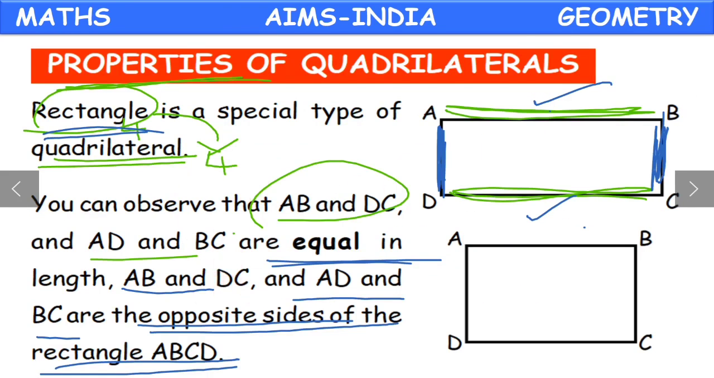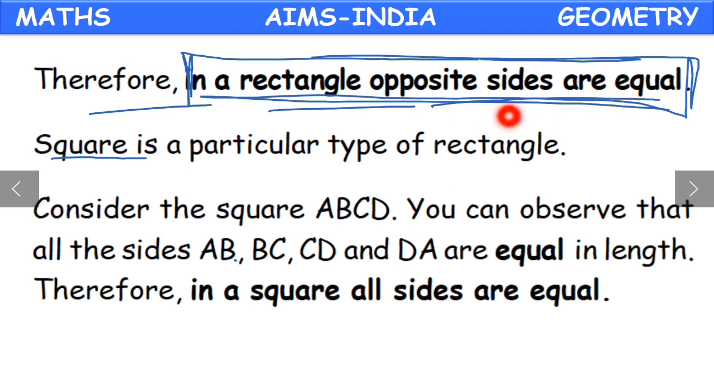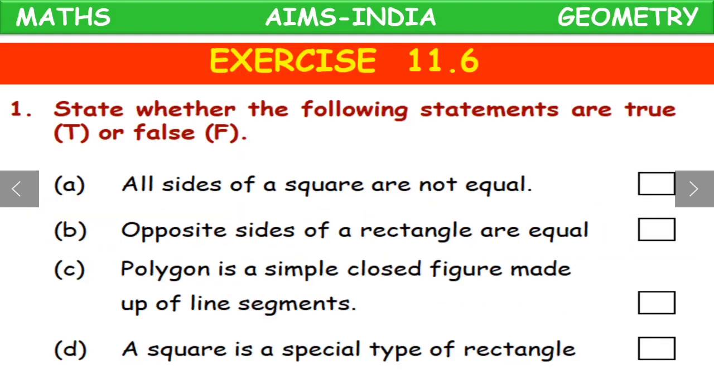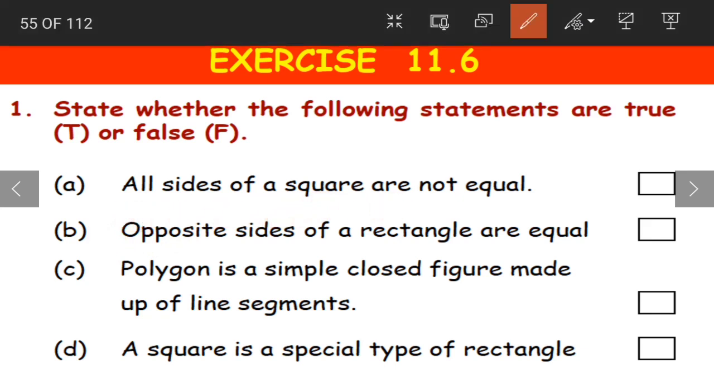In a rectangle, opposite sides are equal, and in a square all sides are equal. I hope this is clear, children. Now based on what we have learnt in today's class, let us answer a few true or false statements. First one, all sides of a square are not equal. Is this true? No, this is completely false. All the sides of a square are equal. So statement A becomes false.